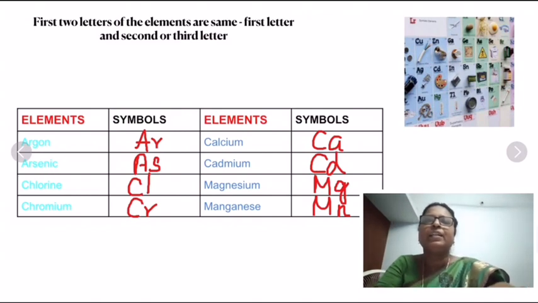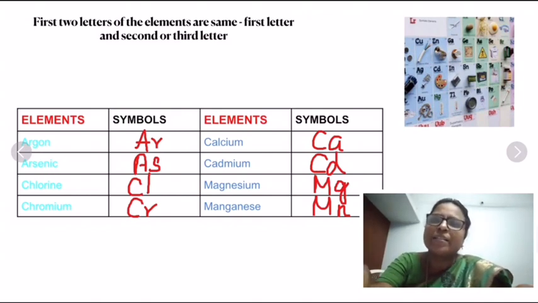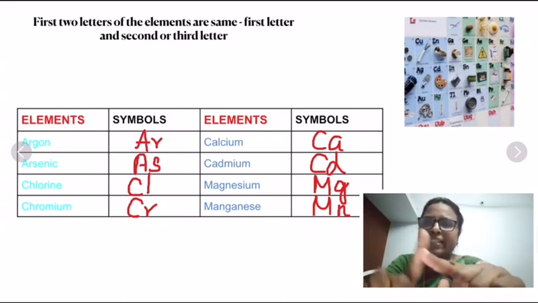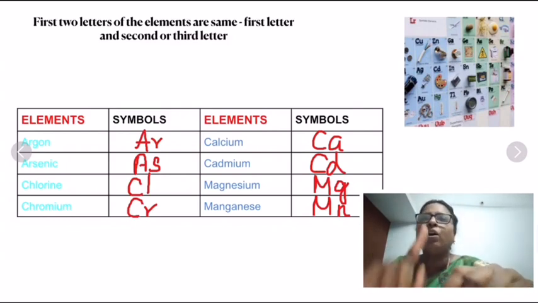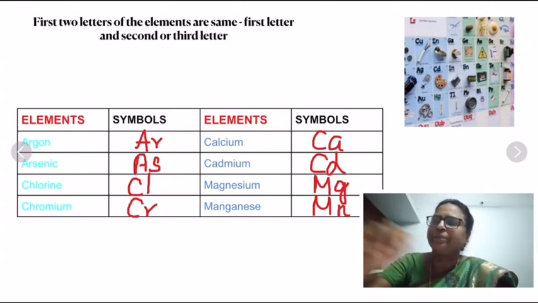Do you clear? The first two letters are the same. Then how are you giving the symbol of that element? First letter, second or third letter. We cannot give three letters as a symbol. We can give a single letter or two letters. Okay, good.